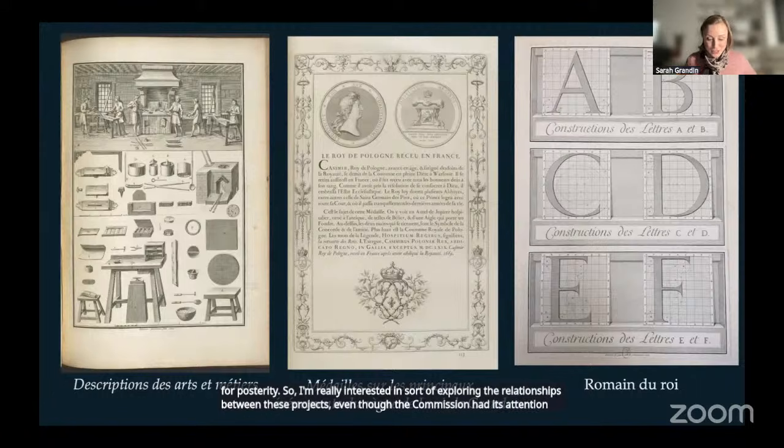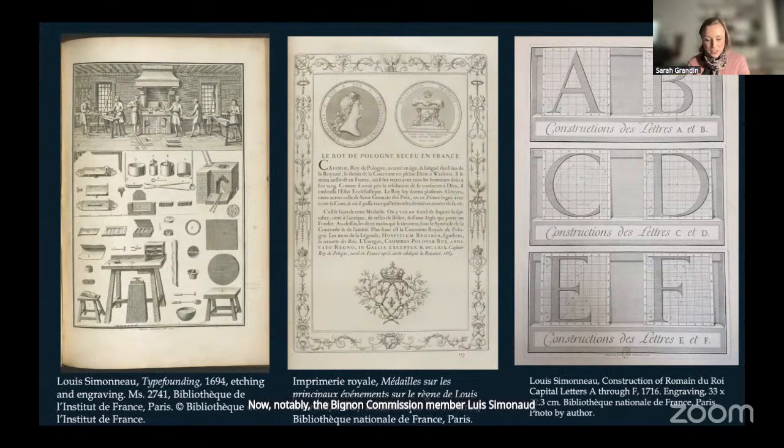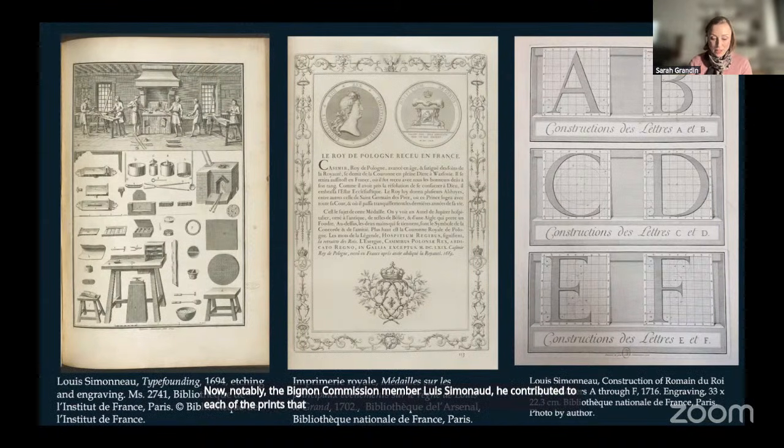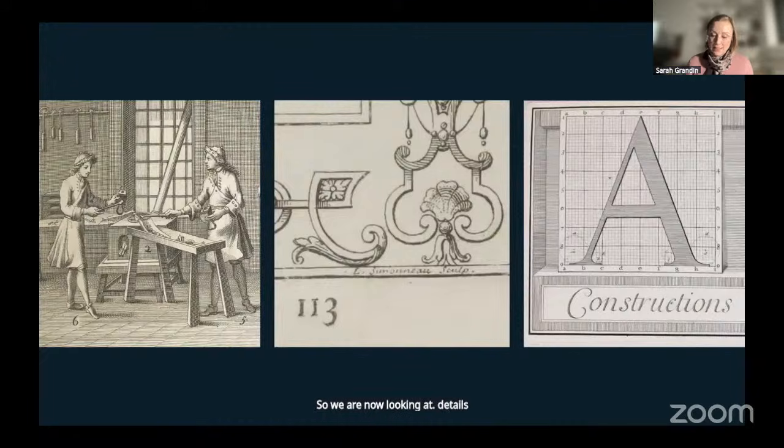Now, notably, the Bignon Commission member Louis Simoneau contributed to each of the prints that I have reproduced here. He produced the type founding diagram at left, the decorative border and vignette of the Médailles folio, and the plate of letter bodies that are reproduced at right. So we are now looking at details of each plate.